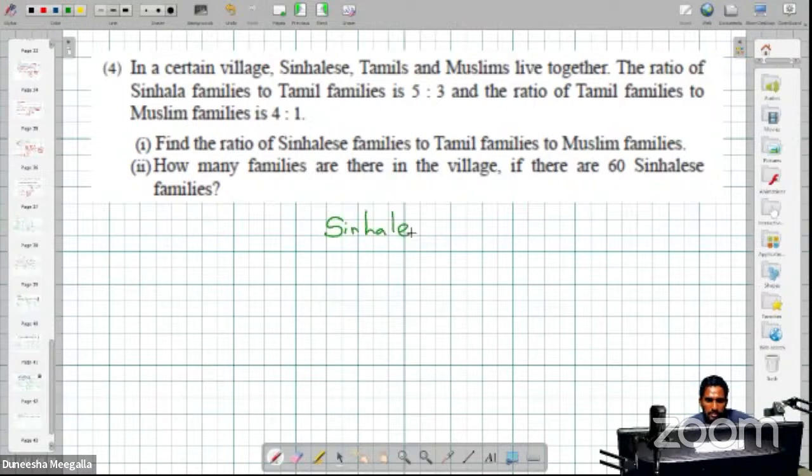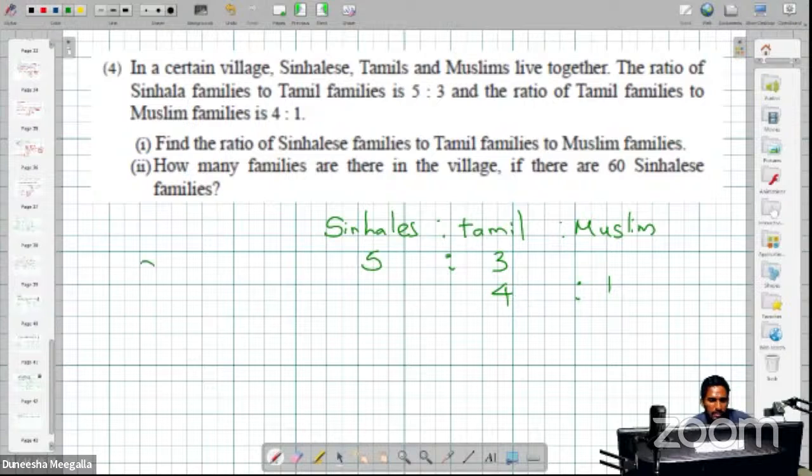Sinhalese, Tamil, Muslims. What is the Sinhalese to Tamil? 5 to 3. Then Tamil to Muslim, 4 to 1. Then this common multiple is 12.